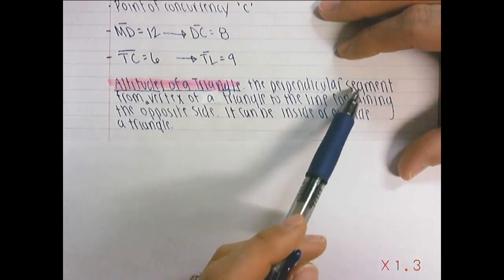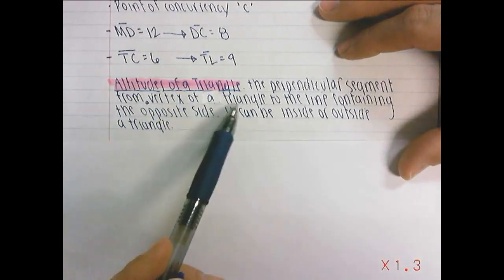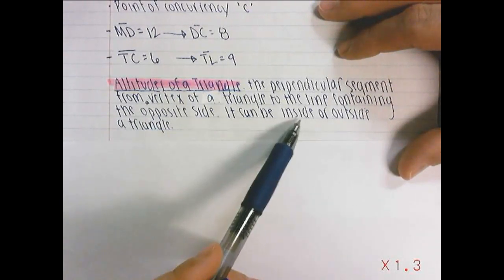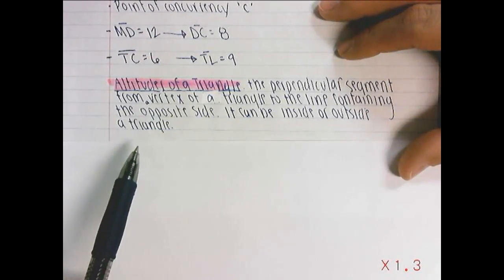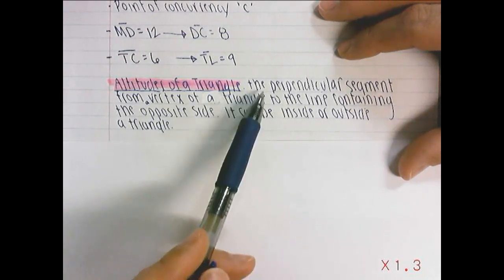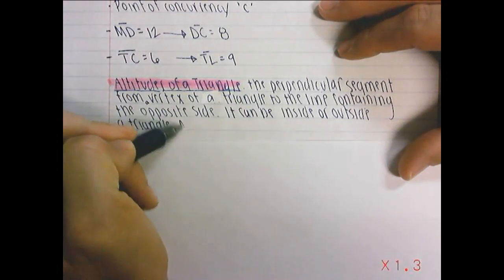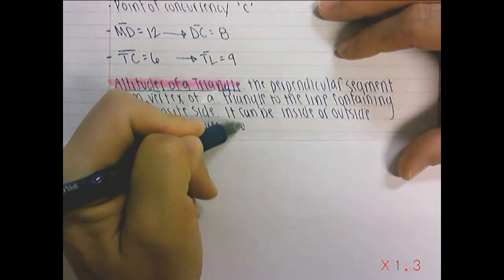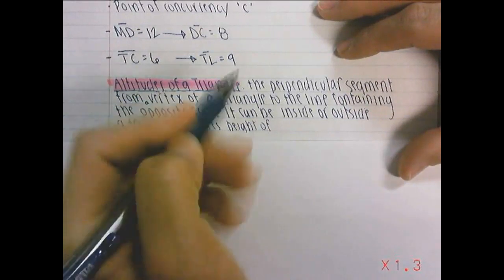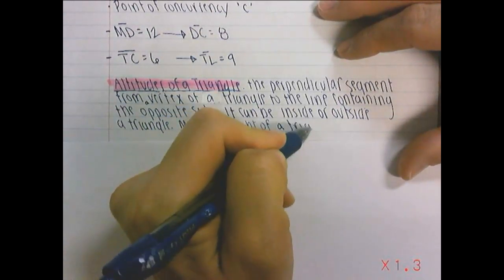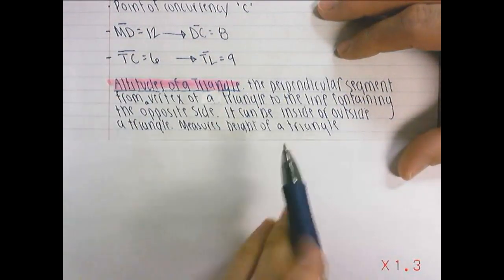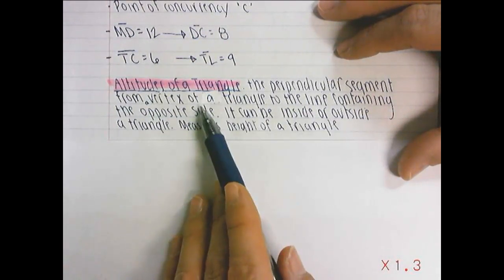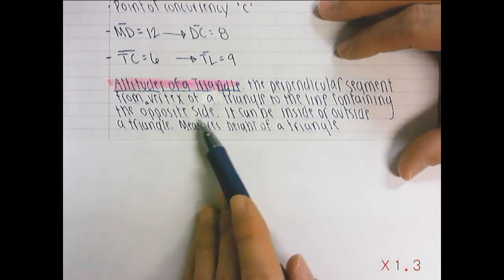The altitude is the perpendicular segment from a vertex of a triangle to the line containing the opposite side. It can be inside or outside of a triangle. So it basically measures the height of a triangle. So it's a perpendicular segment. It forms a 90-degree angle from a vertex of a triangle to the line containing the opposite side.